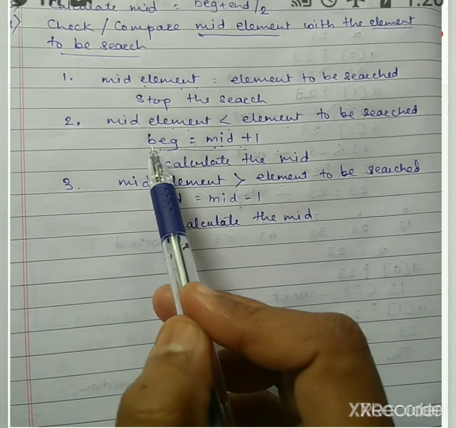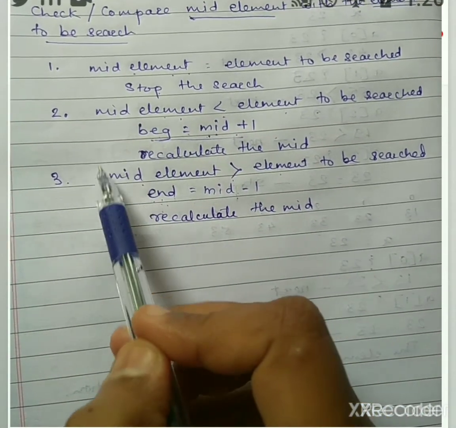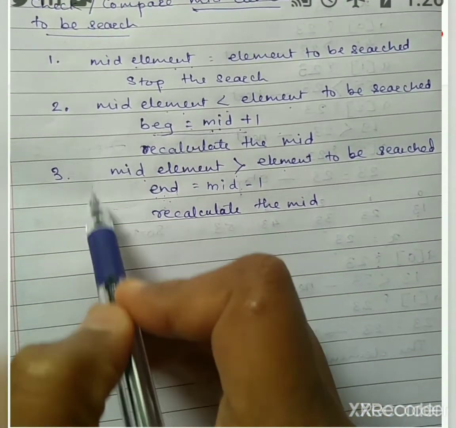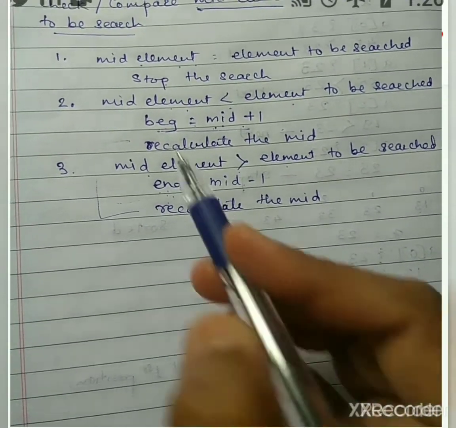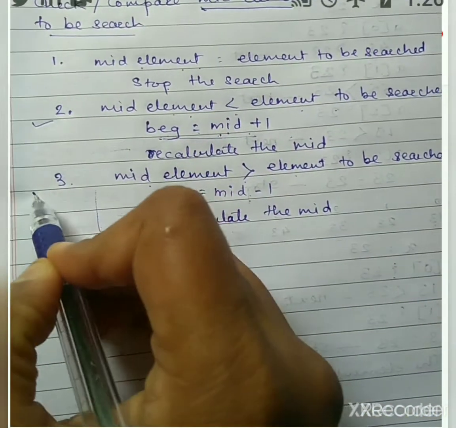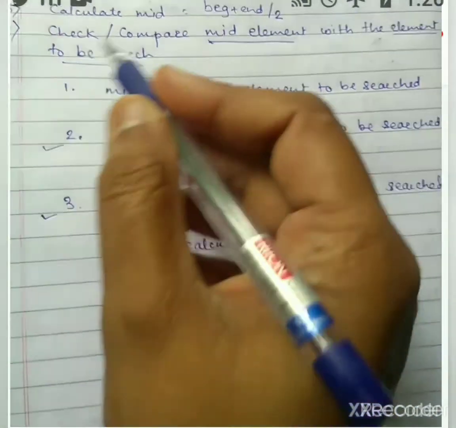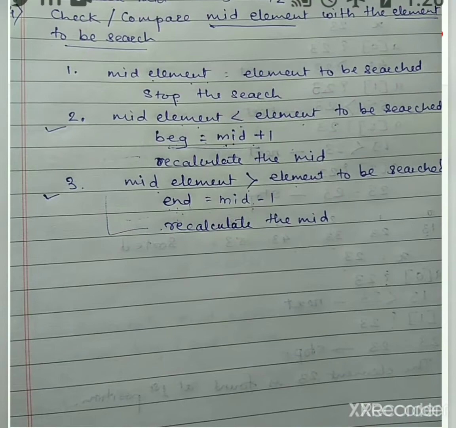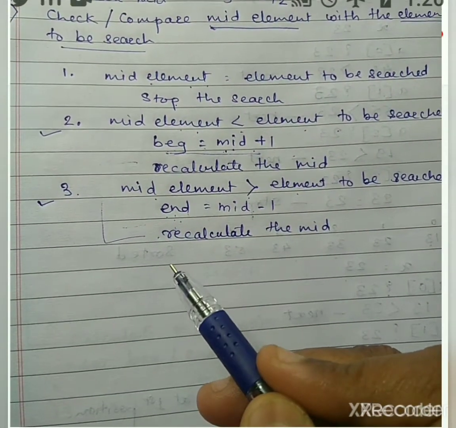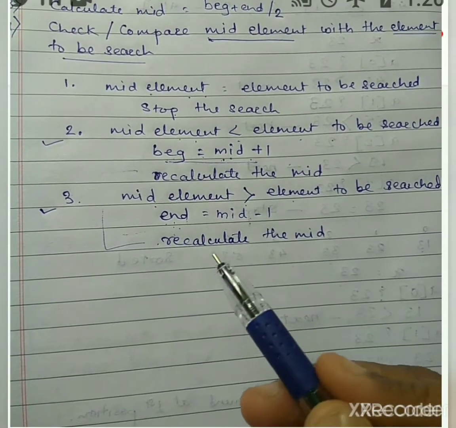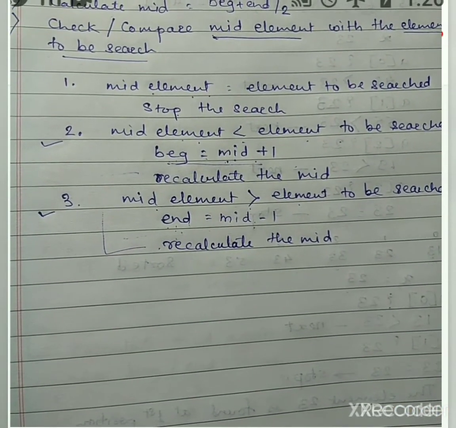After these two possibilities, we have to recalculate the mid. So recalculation of the mid will be there for possibilities 2 and 3. After that, we again compare it with the element to be searched in the same way. So this process is in a loop till all the elements get searched or not.